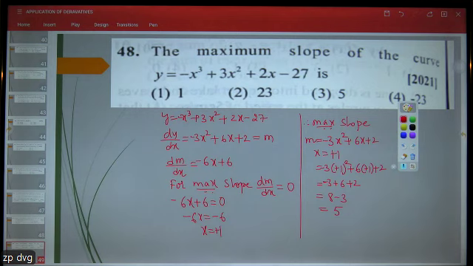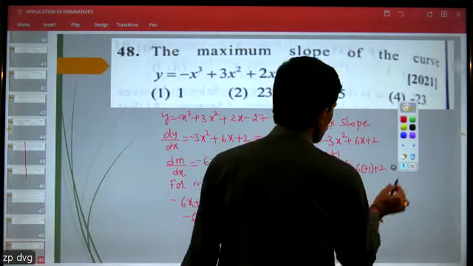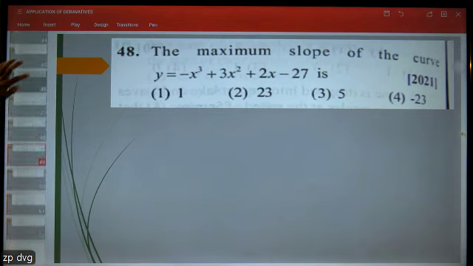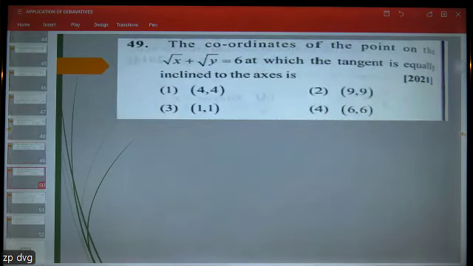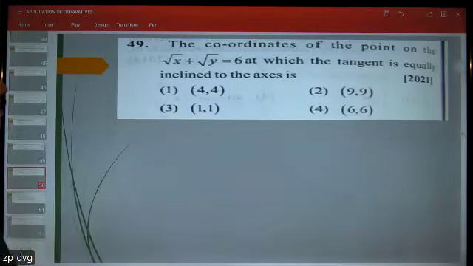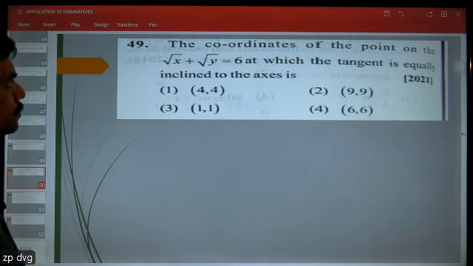Okay. So next we will go for question number 49. Question number 49, last question. The coordinates of the point on root x plus root y equal to 6 at which the tangent is equally inclined to the axis. Equally inclined to the axis means x equal to y.